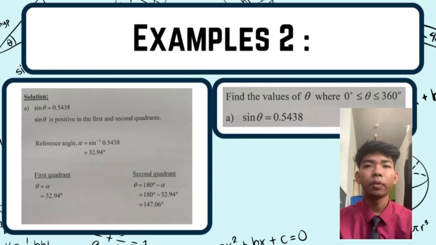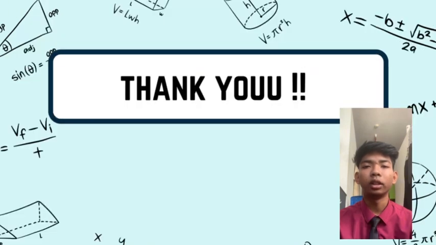Second step, in the first quadrant, theta equals to reference angle and the answer is 32.94 degree. For the second quadrant, theta equals to 180 degree minus reference angle. So 180 degree minus 32.94 degree. So the last answer is 147.06 degree.